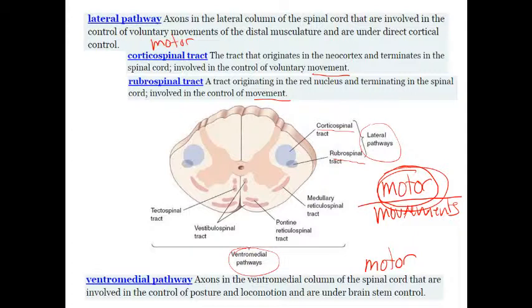And if we have time, we may go back in and try to cover these again and cover a little bit more information with regards to certain diseases and how you can have disruptions of these different pathways going down. But that's all I would like you to know for this exam. Descending motor pathways, lateral, ventromedial. Very good.